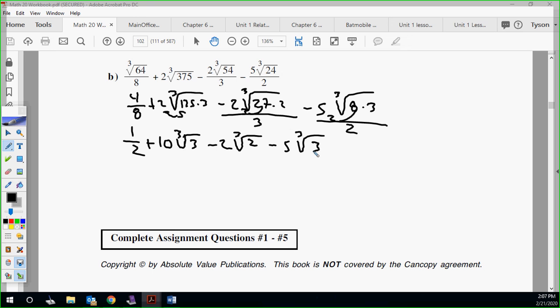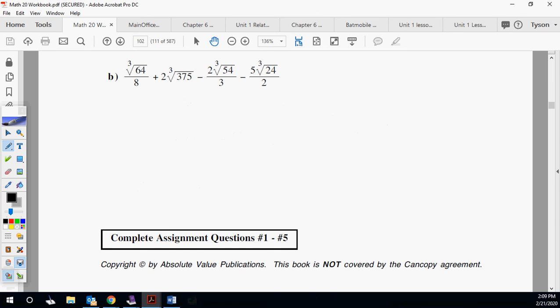And so there are only two things we can combine here, the 10 cube root 3 and the minus 5 cube root 3. Which gives you 5 cube root 3, 10 minus 5. And they're there. Organization's key in this, okay? Writing all your steps out, showing your breakdowns, all that stuff's helpful. Okay?